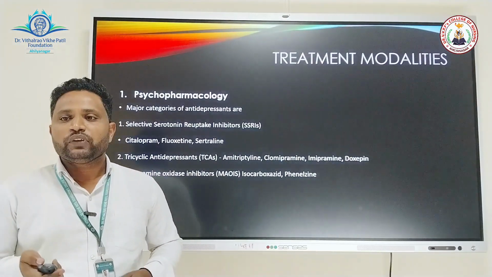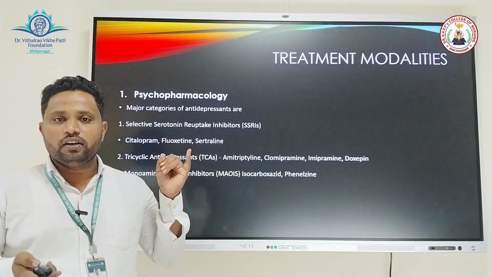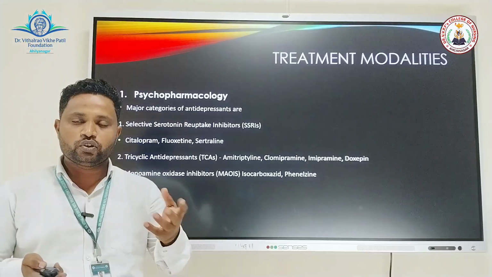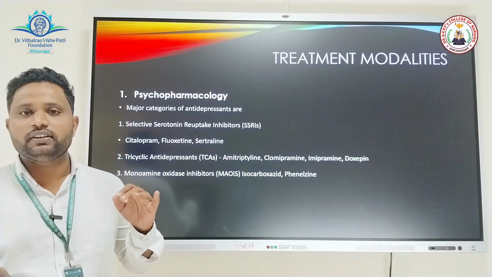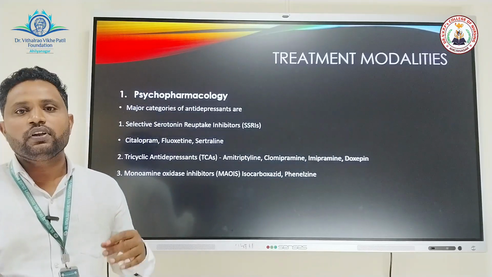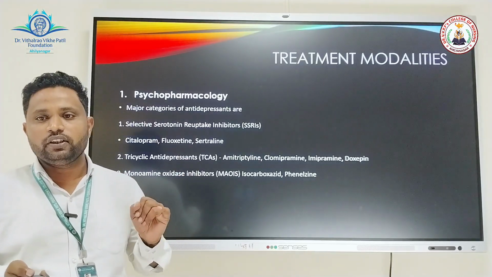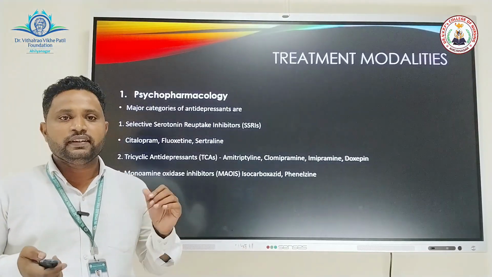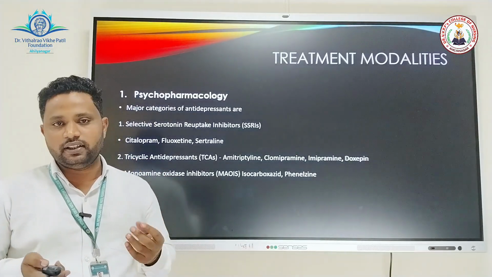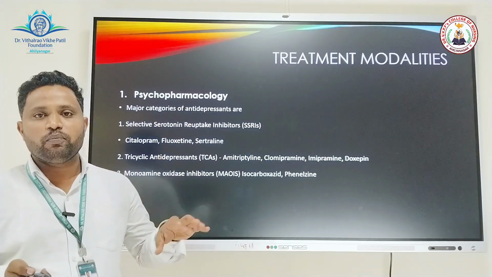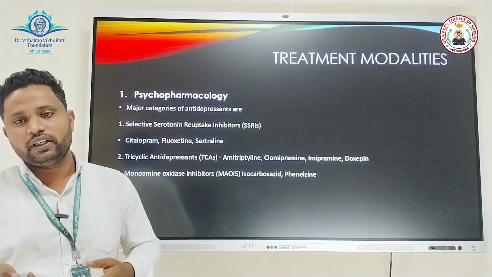Then treatment modalities. In treatment modalities, psychopharmacological treatment, in that antidepressant drugs and antipsychotic drugs are most commonly given. In antidepressant drugs, mostly the selective serotonin reuptake inhibitors, that is SSRI drugs, then tricyclic antidepressants and monoamine oxidase inhibitor drugs are most commonly used. In SSRI, citalopram, fluoxetine and sertraline are the most commonly used drugs. These SSRI drugs act by blocking the reuptake of serotonin at the postsynaptic receptor.